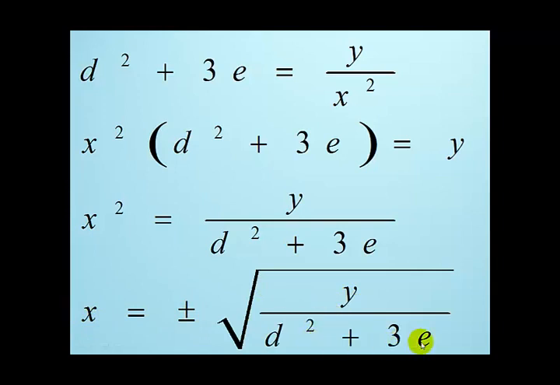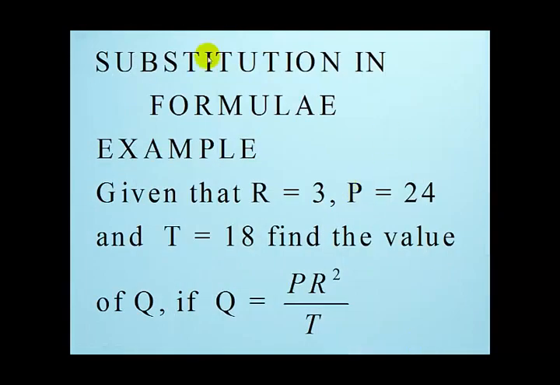Now let's look at substitution in formula. Example, given that R equals 3, P equals 24, and T equals 18. Find the value of Q if Q equals P R squared over T. Now we are asked to find Q. We are given P to be 24 from the question. We are given R to be 3, and we are given T to be 18. So this is just a matter of substitution. Let's see how best we can find Q.